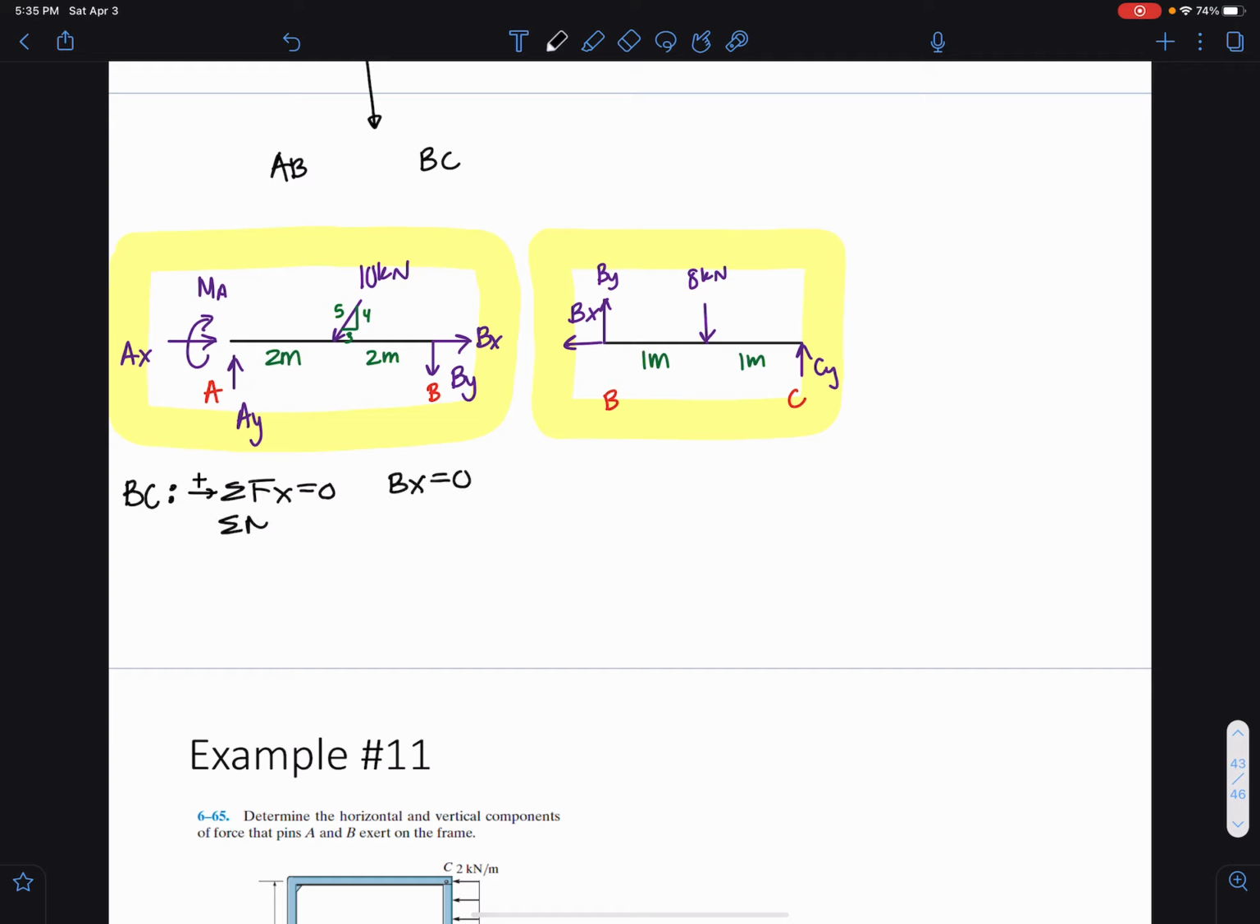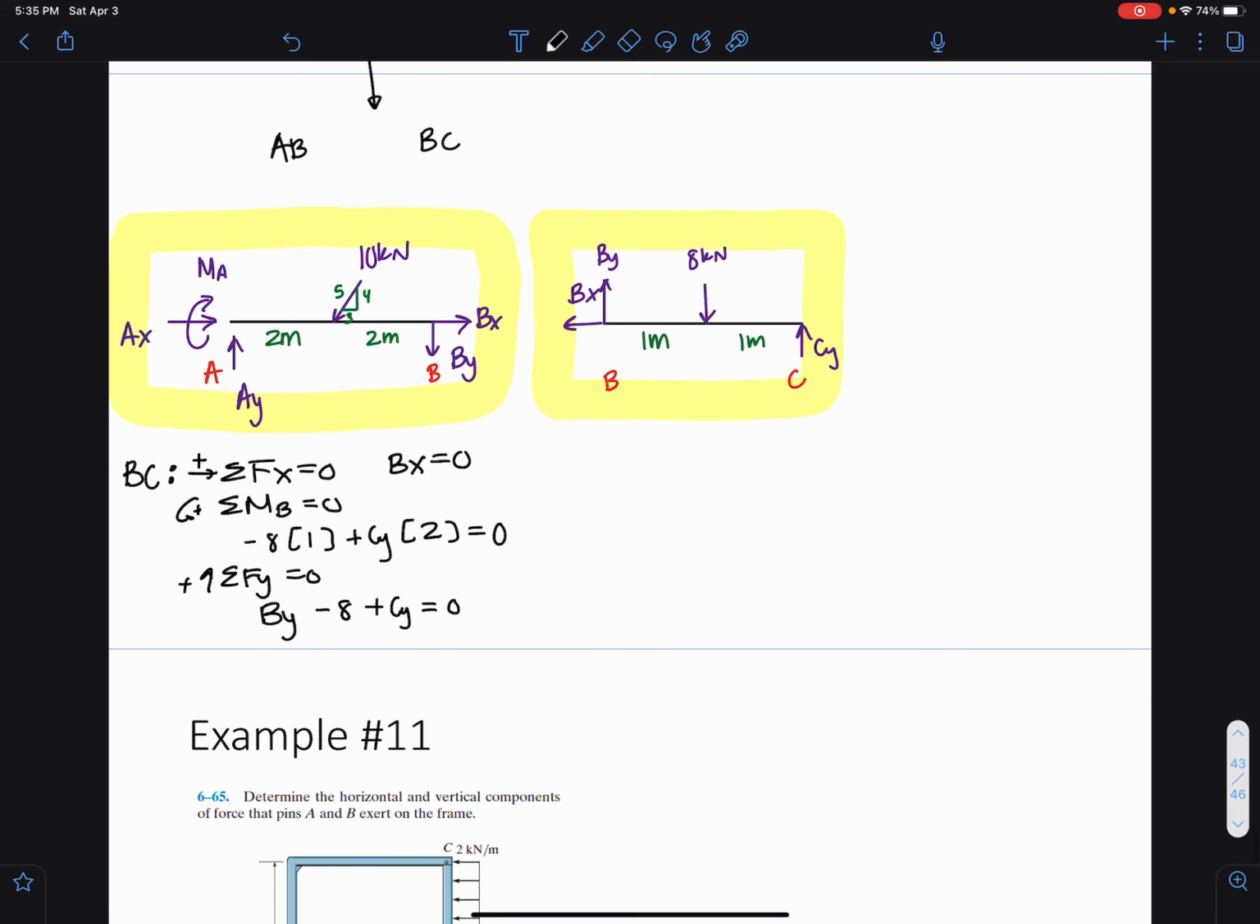I'm now going to sum moments about the pin, set that equal to 0, and I get -8 times a moment arm of 1 plus CY times a moment arm of 2. That's equal to 0. And I can sum forces in the y direction and set that equal to 0, say up is positive, and I get BY minus 8 plus CY equals 0. Okay, I do need to also look at the other direction before I can really solve for anything here. So I'm going to go ahead and now look at AB.